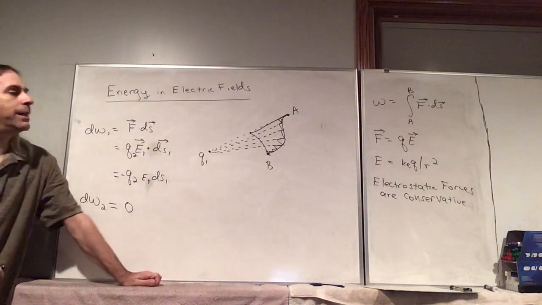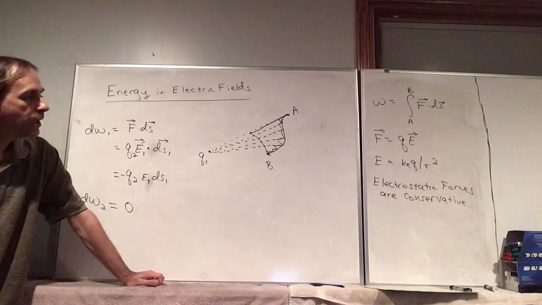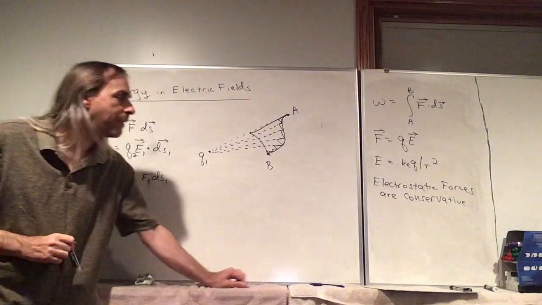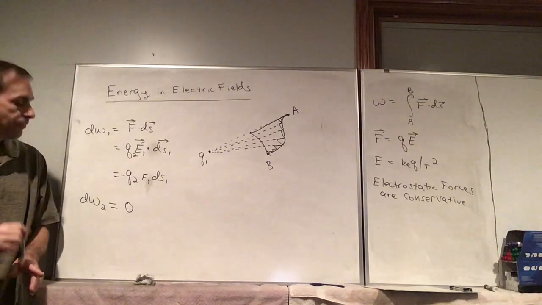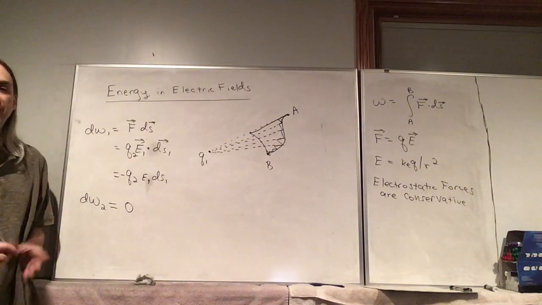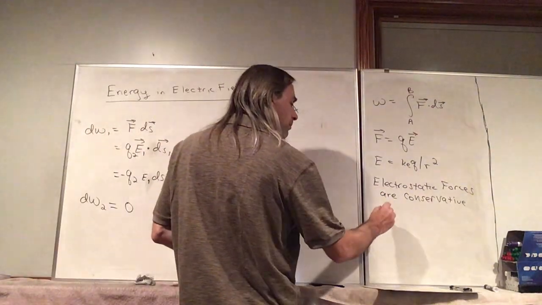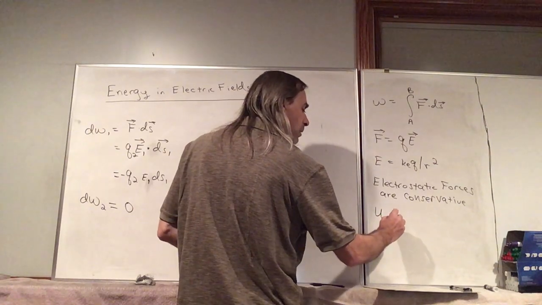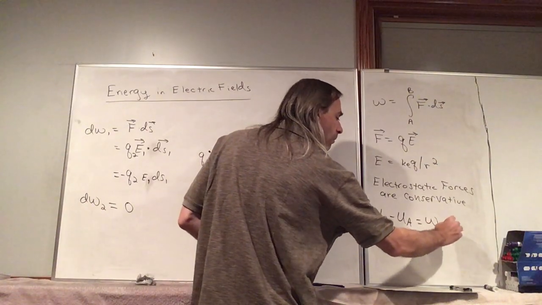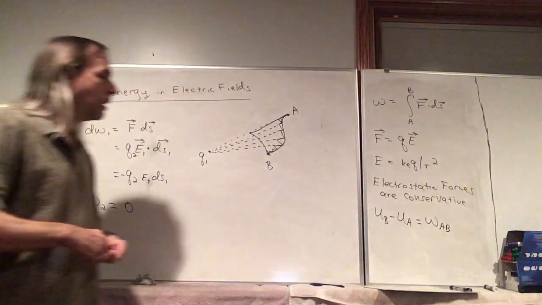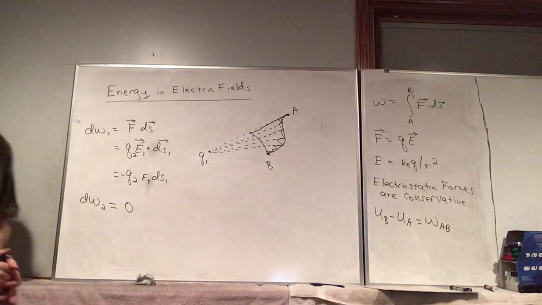But the real reason it's so important is that because the force is conservative and the work is independent of path, that allows us to define a potential energy function. Our potential energy function is a function of position. I'll write down the definition, like how we define potential energy. We use the letter U for potential energy.